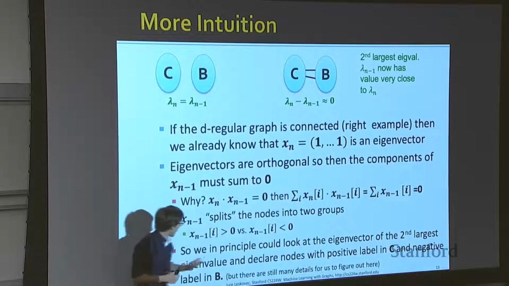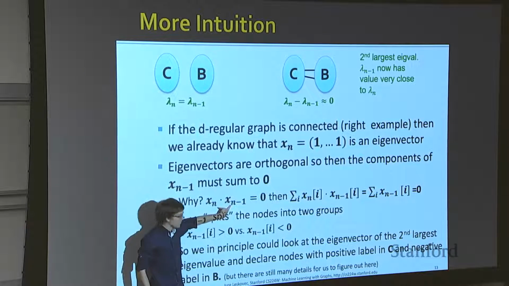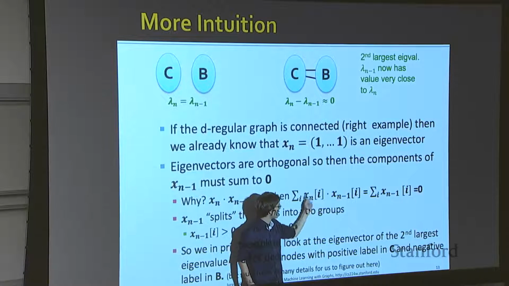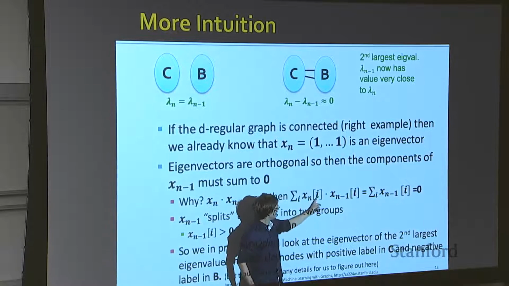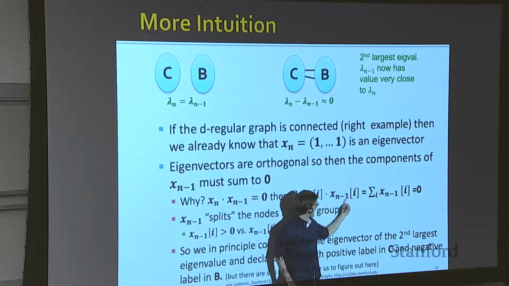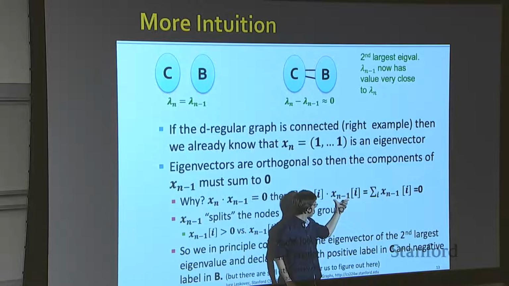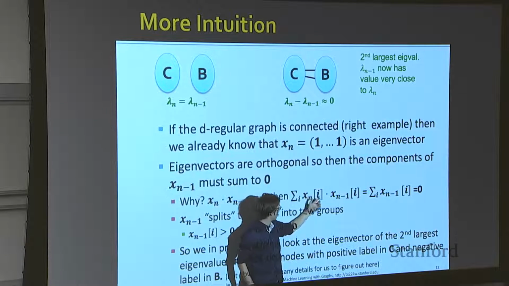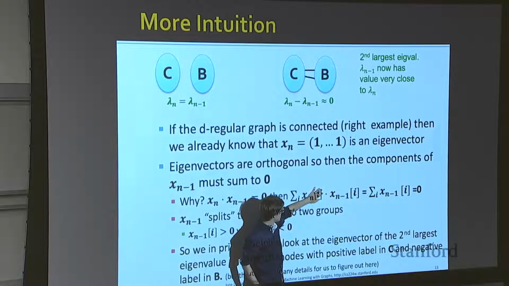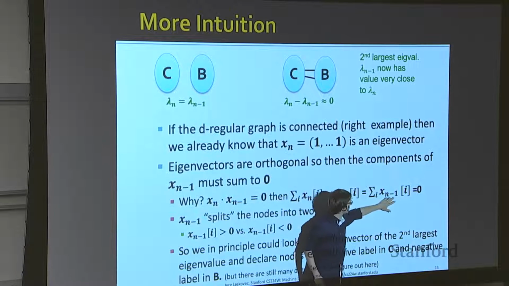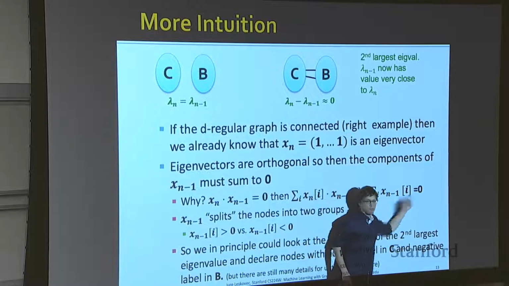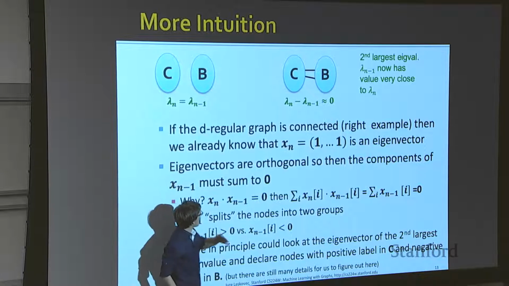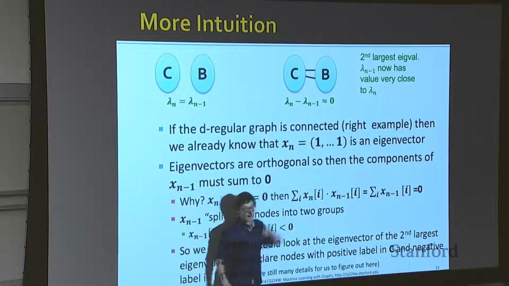Okay? So why is that the case? Eigenvectors are orthogonal to each other. So if I write this out, what is a dot product? I take the first component of the first eigenvector, multiply it with the same component of the second eigenvector, and I sum this up. The first eigenvector is all equal to 1, so this is just 1. So this means that the components of the second eigenvector have to sum to 0. This is a constraint that comes from orthogonality to the first eigenvector.